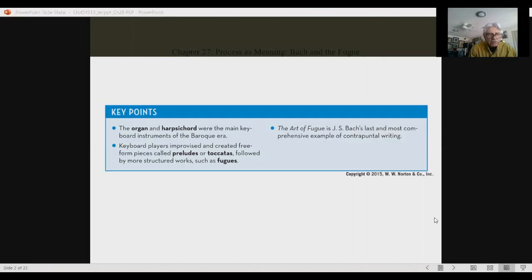This is before the piano. Piano was barely being invented in the 1730s. And by the time that Mozart died in 1791, the piano was just starting to be a functional instrument. And then by the 1820s, it's a dominant instrument, and music being written for virtuoso piano players. But at this time, at Bach, the piano is not a primary instrument. It's the organ and the harpsichord.